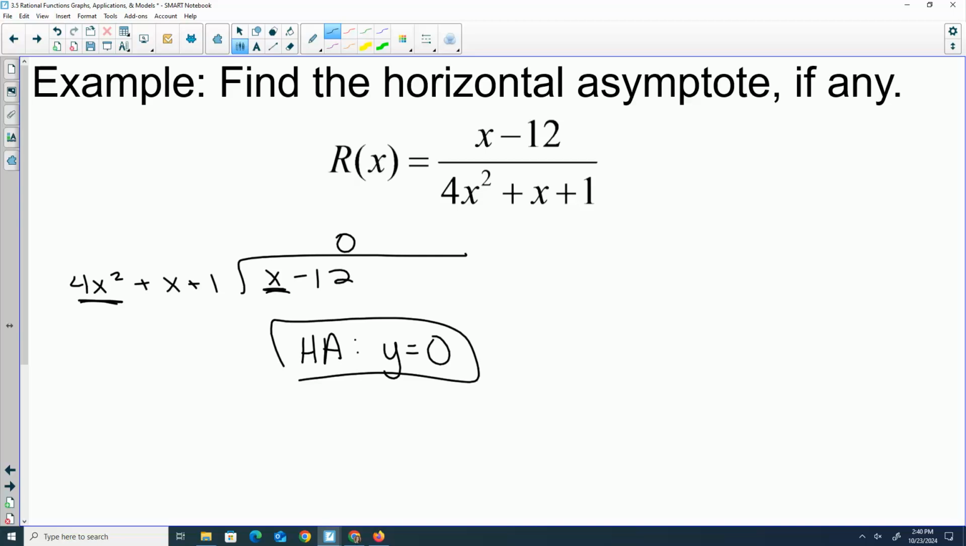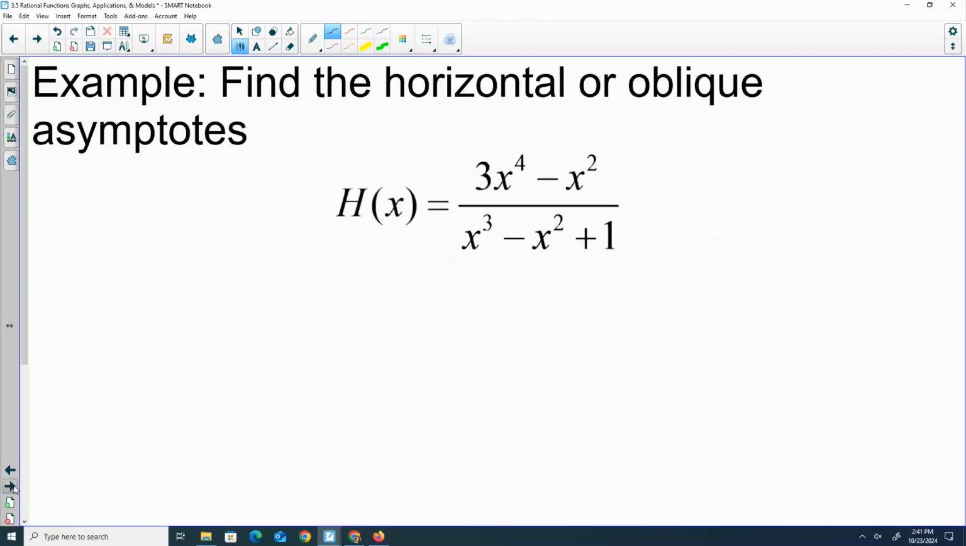And this actually happens because the degree on top, the highest power on the top is what? 1. What's the highest power on the bottom? 2. Okay? If the top power is smaller, you're not going to be able to divide them, so it's going to be 0 every time. So anytime the power on top is smaller, it doesn't matter how much smaller. If it is smaller, it's an automatic y equals 0. Okay, our reasoning is this division. We can't divide it. I'm going to come back to that in a second.